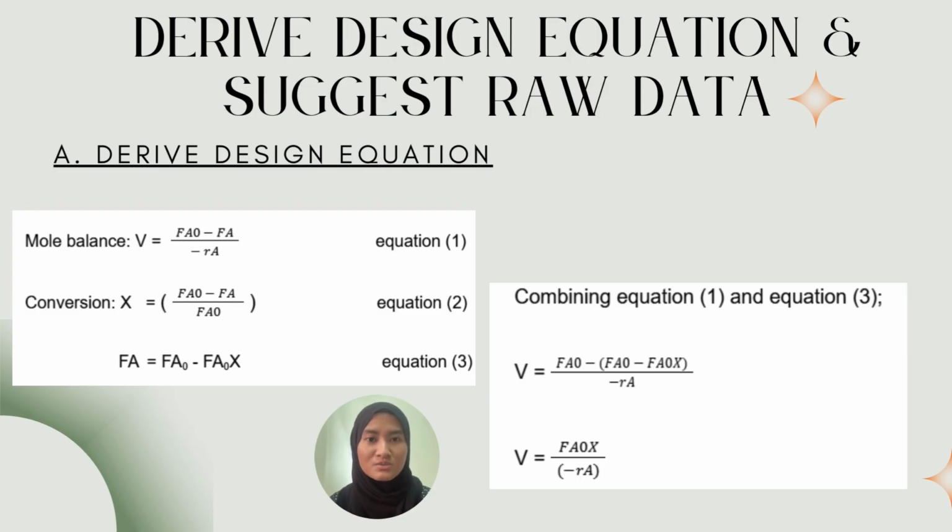Next is the conversion, which is X equals FA0 minus FA over FA0. That will be our equation 2. In order to make FA our subject, we must multiply FA0 with X. With that, our third equation would be FA equals FA0 minus FA0X.